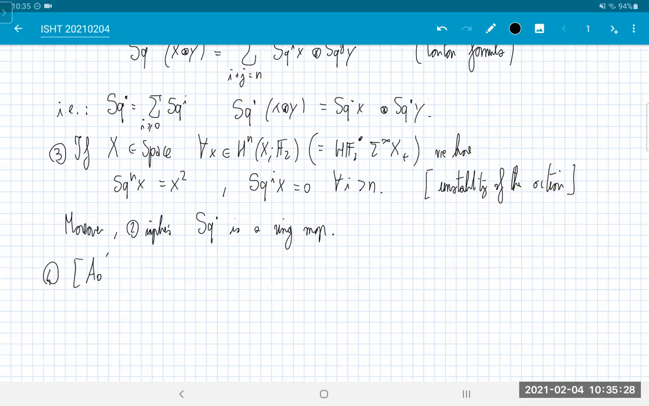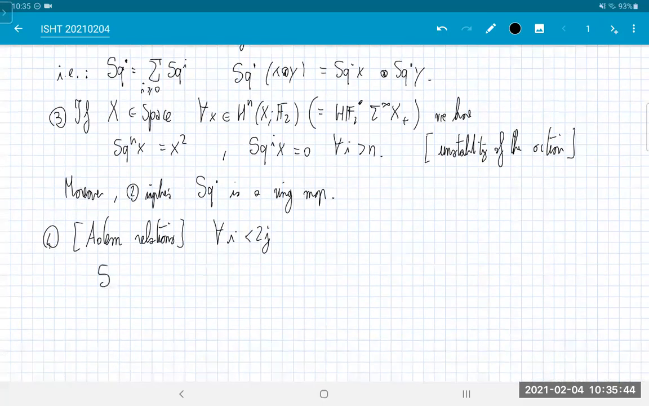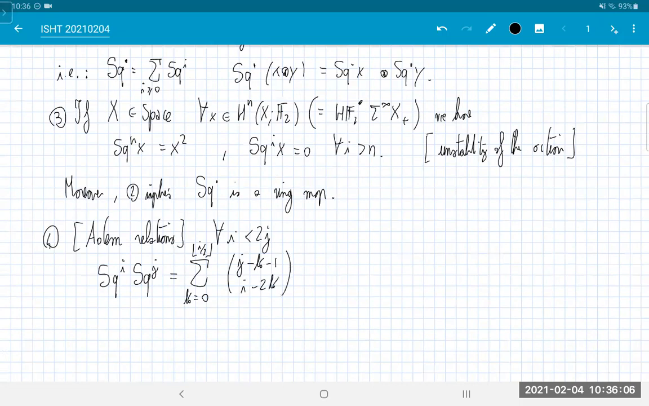Okay, the following property is the Adem relation. It describes the multiplication in the Steenrod algebra. So for every i less than 2j, we have Sq^i composed with Sq^j as the sum from k going from 0 to the floor of i over 2 of this nice binomial coefficient times Sq^(i+j-k) Sq^k.